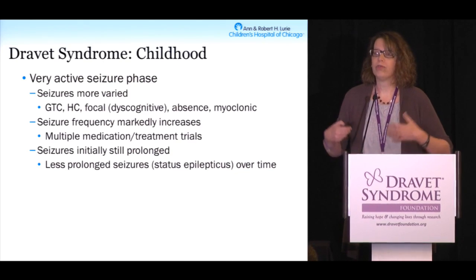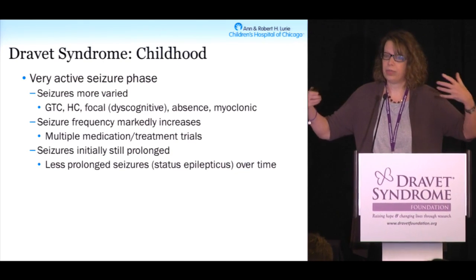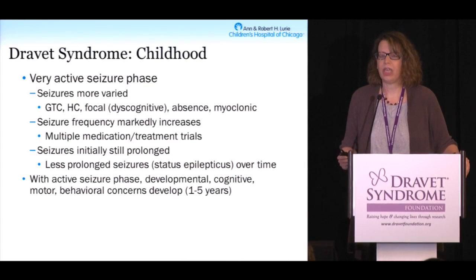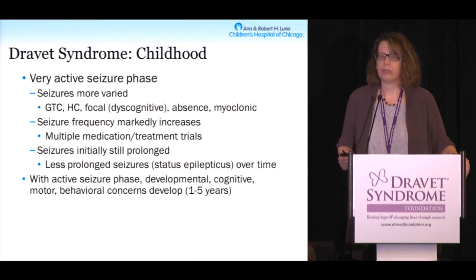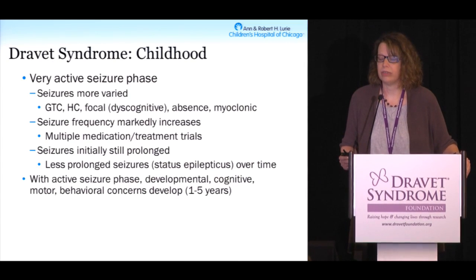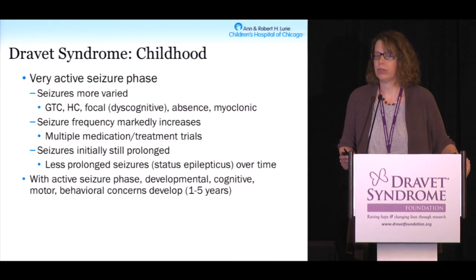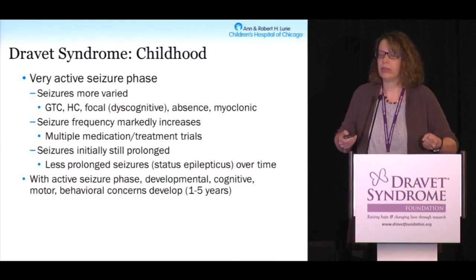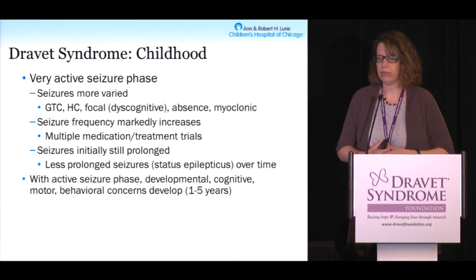Seizures that were often from the awake state will start to happen more at night as well. And with this active seizure phase is where some of the developmental, cognitive, motor, and behavior concerns will begin to develop. You can still have children, certainly 2.5, 3 years of age, with absolutely normal development. And one of the questions I get from parents all the time in clinic is, does that mean that they're going to do very well, that they're going to be fine cognitively?